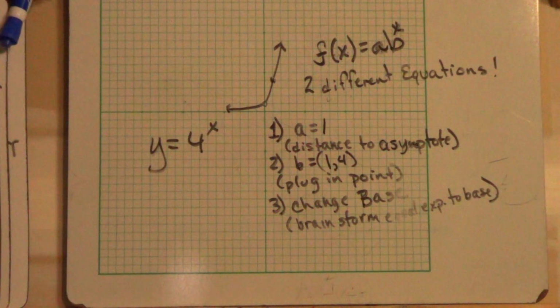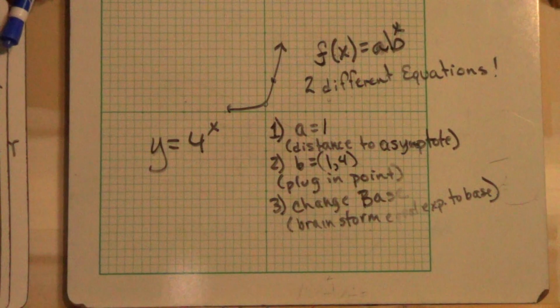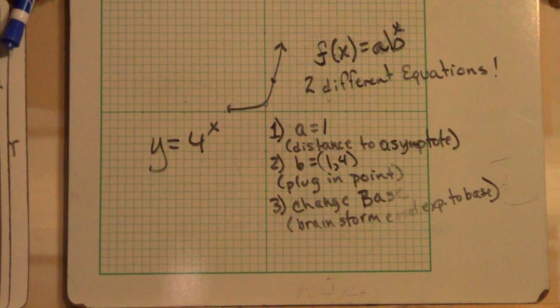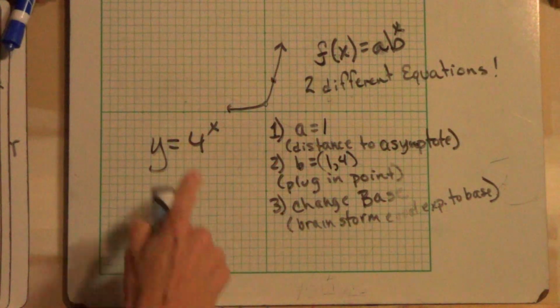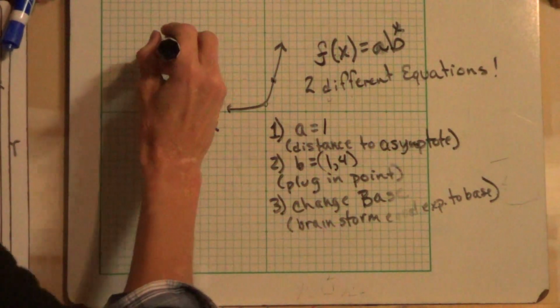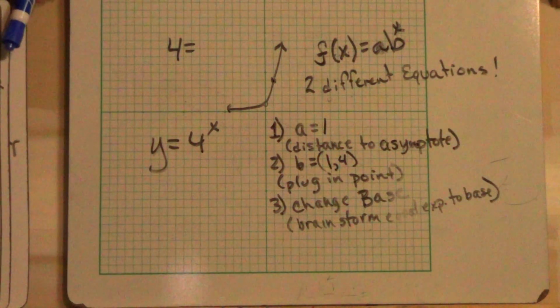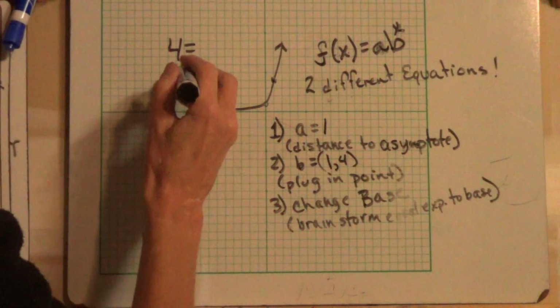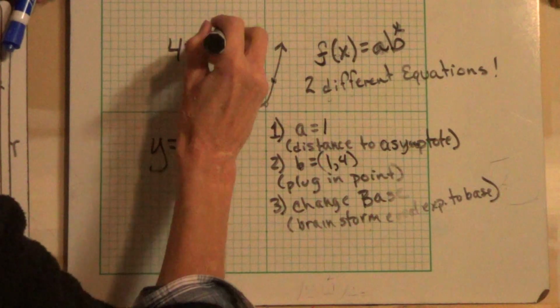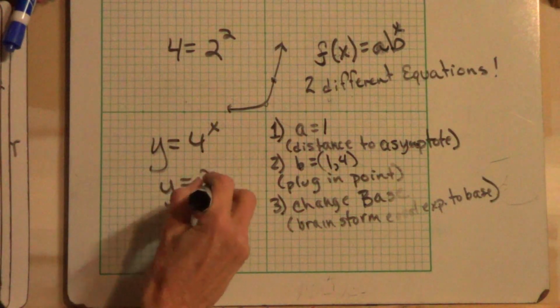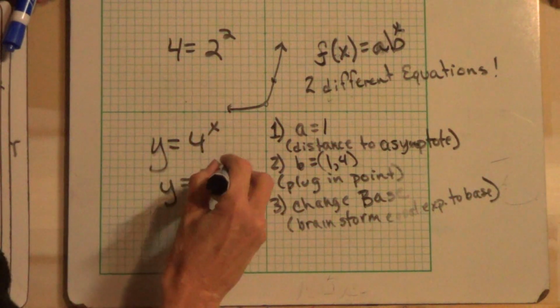Now, the next thing they're asking you to do in this unit is to write that in another form. Change the base so that it's still equal to 4. Well, what other ways could you write 4 using exponents? If you're saying, well, 4 is equal to 2 times 2, so it could be 2 squared, that would be a great way to do it. y equals 2 squared to the x.